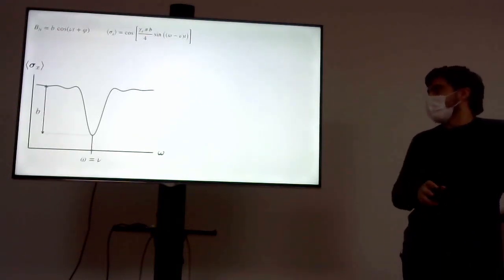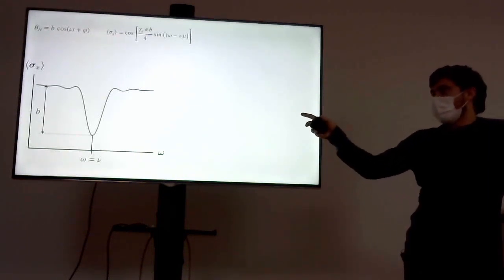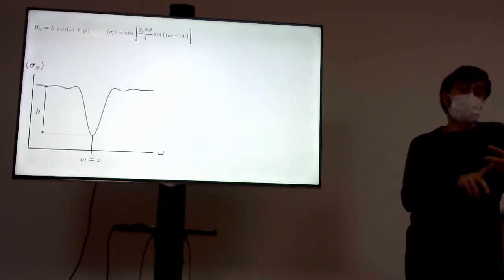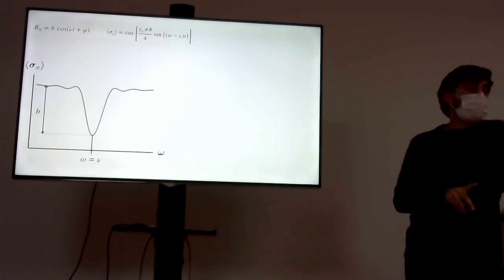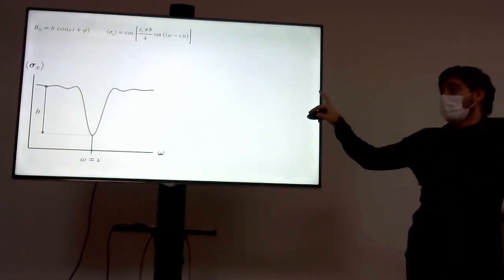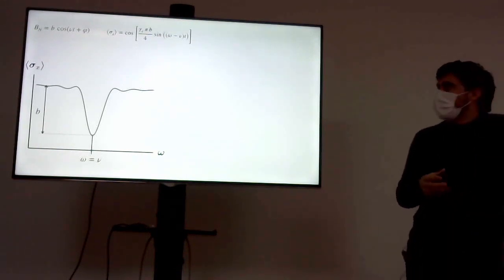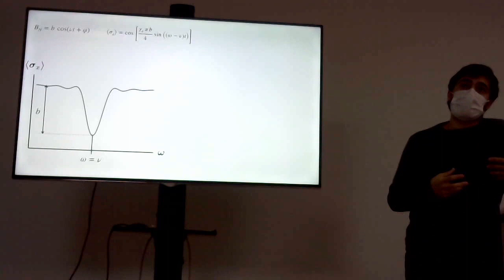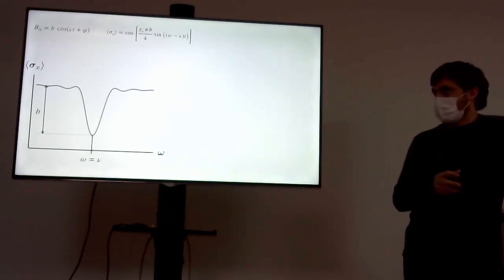And in this plot, it's really easy to identify both the frequency, because the lowest point is when the signal and the driving are tuned, and the amplitude from the depth of the graphic. But let's consider what an experimentalist would have to do to obtain this kind of plot.